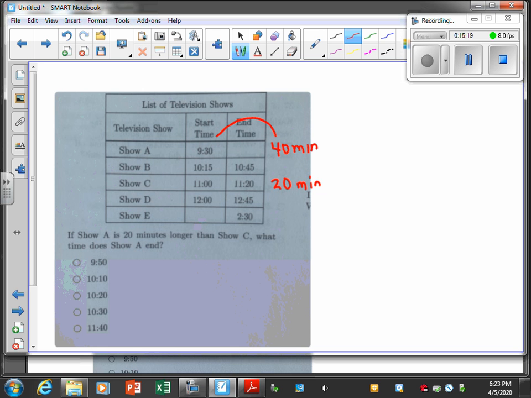So what's 40 minutes after 9:30? Okay, it's going to be 10:10, which is here. Okay, that one's not too bad.